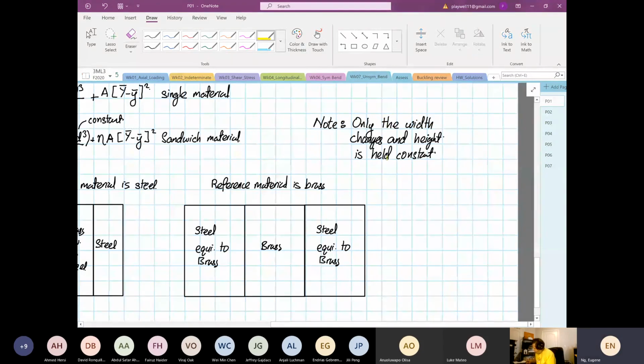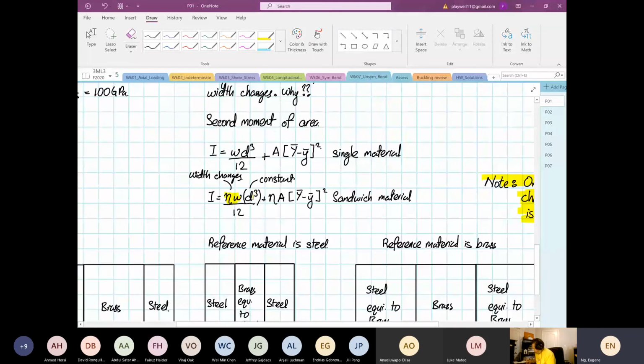And why is that? Because of your second moment of area. Now a term that I want you all to look at is n. You guys will say, Eugene, if it's n, so what are we changing? If we look at area, this is equal to n times width and diameter. So the concept still works. What do I mean by the width is changing? The depth is held constant.